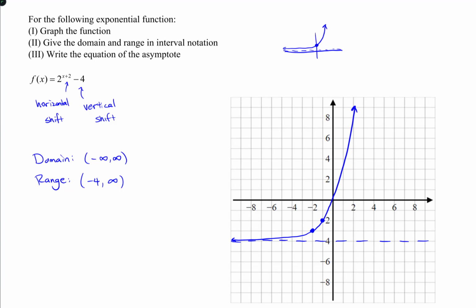Now the equation of the asymptote, it's a horizontal line, and all horizontal lines have equations that are of the form y equals some constant. And that constant is just the y value that it's passing through. And we're always passing through -4. So the equation of the asymptote is just y equals -4.